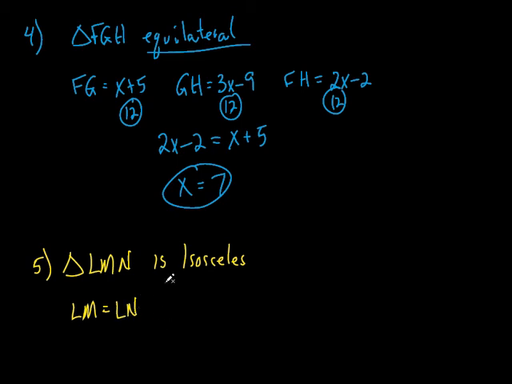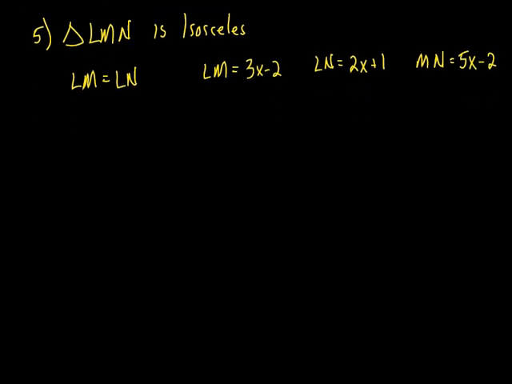All right, so they said it's isosceles, but just knowing it's isosceles didn't really tell you which sides were equal, did it? So they tell you right here which sides are equal. They say these two sides, LM and LN, are equal to each other. And they give you some more information. They say that LM is equal to 3x minus 2, LN is equal to 2x plus 1, and MN is equal to 5x minus 2. All right, that's plenty of information to get going on this.